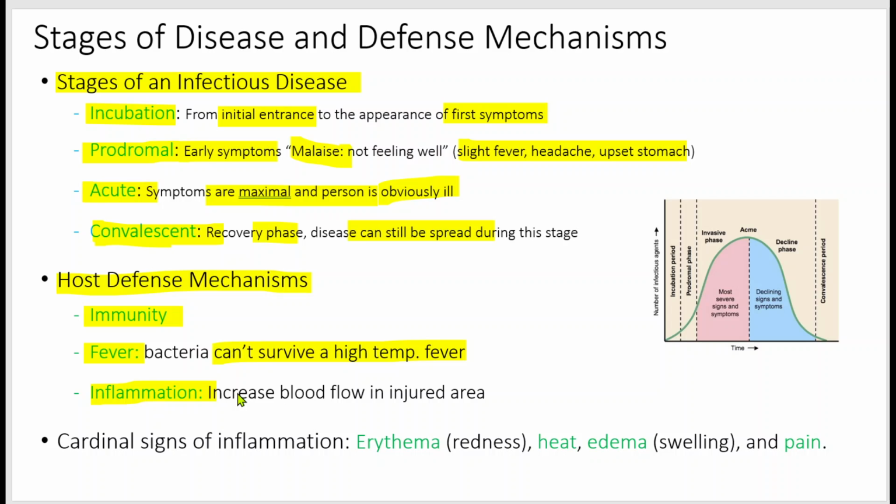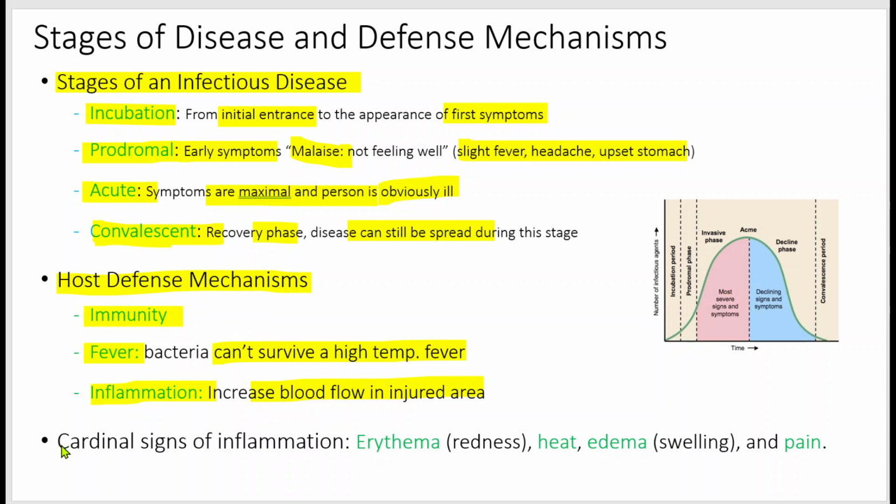Inflammation, which is the increase of blood flow to the injured area, can also be part of the defense mechanism, because now the blood has the healing cells and the defense cells in it, and by having the blood in the area, we can defend the body more.